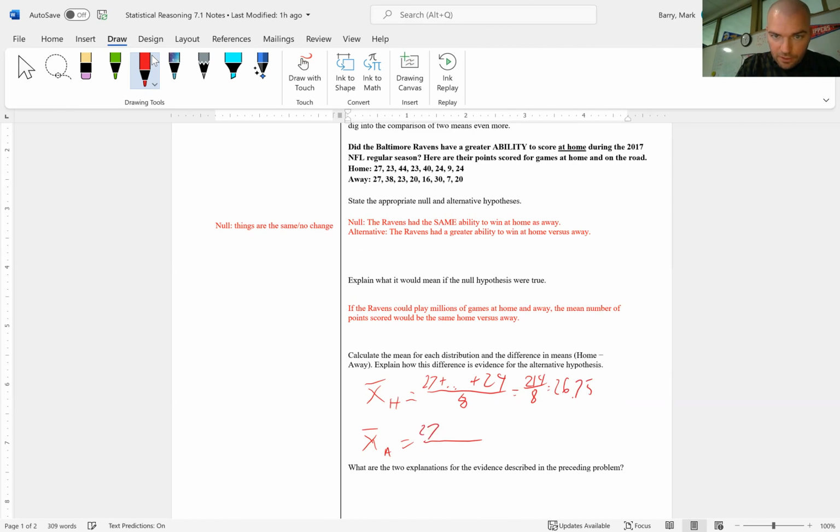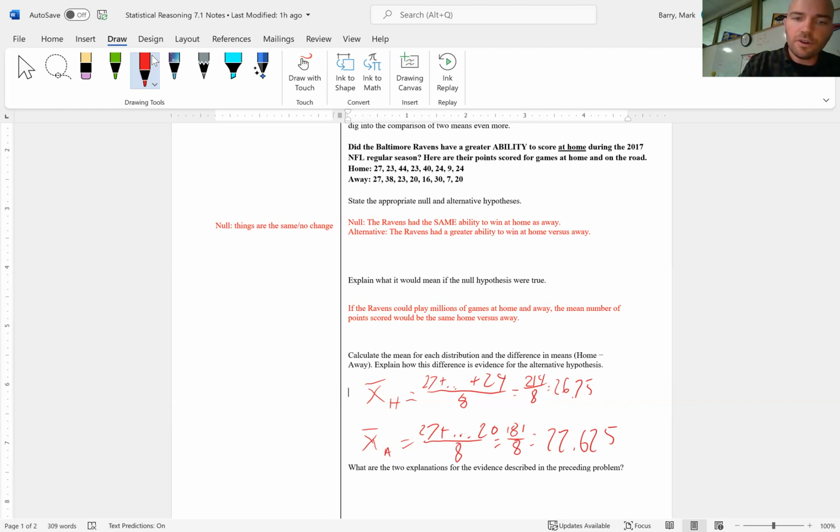All right, so then for this one, same idea. We're going to add up 27 plus, and then we'll go dot, dot, dot. We're going to add up all those away game totals all the way to 20 and divide that by 8. So 27 plus 38 plus 23 plus 20 plus 16 plus 30 plus 7 plus 20. And I got 181 there. We're going to divide that by 8 as well. So that gives me 22.625.